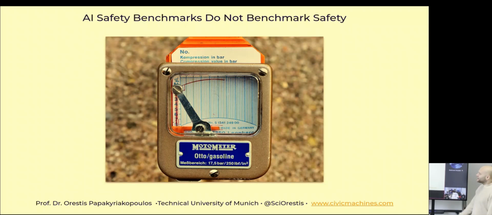Yeah, today's talk has this controversial title: AI safety benchmarks do not benchmark safety. It's a bit of a provocation, and I would love to hear your feedback, and we can have a constructive discussion afterwards. So, let's see.